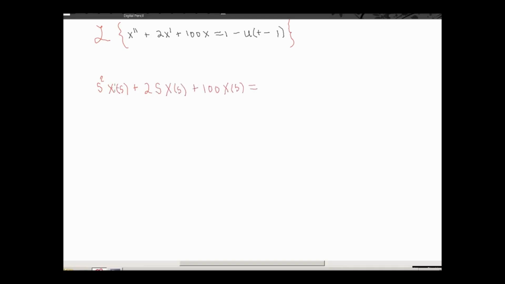Okay, so this is the Laplace transform of x double prime with 0 initial conditions. This is the Laplace transform of x prime with 0 initial conditions, and this is the Laplace transform of x. The Laplace transform of x of t is X of s. So now what about the right-hand side? Well, the Laplace transform of 1 is just 1 over s.